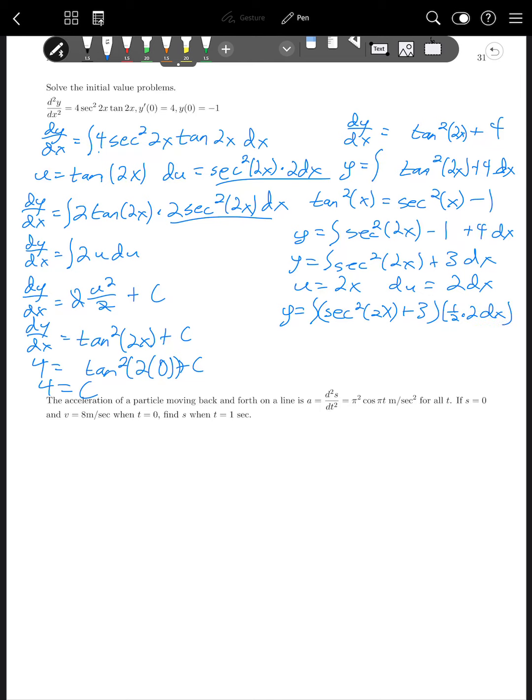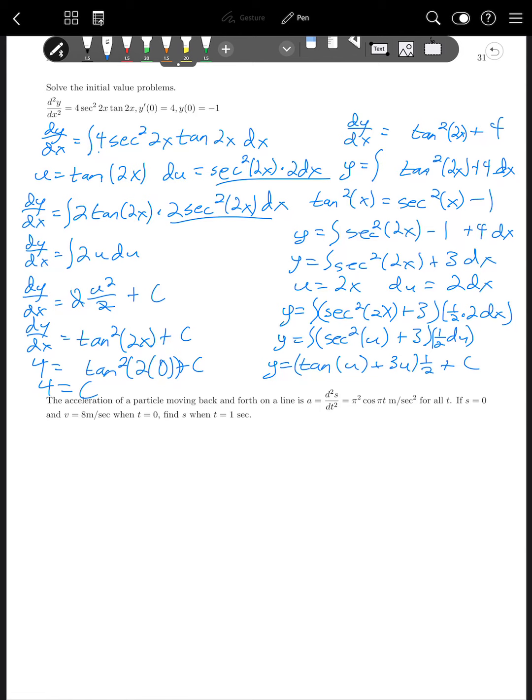And now we can do the substitution. So this would be y equals the indefinite integral of secant squared u plus 3 times 1/2 du. Okay, and now I can do these antiderivatives. So the antiderivative of secant squared u is just tan u. The antiderivative of 3 is 3u. Okay, and the 1/2 is just a constant. So times 1/2 plus c.